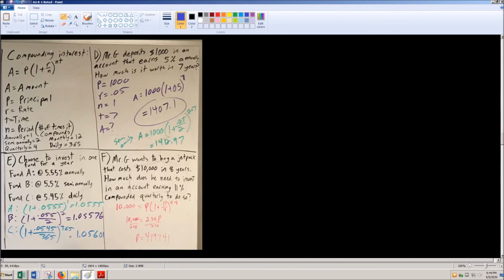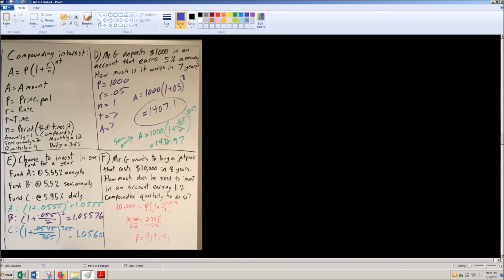Here we have compounding interest. So here's just this same formula: the amount that it's going to accumulate to, principal, rate, time, and period, which is just the number of times that it compounds, with all the different options here, or at least the ones we'll see most often. Then I have 3 examples here. So here we're choosing a fund to invest for 1 year. Fund A is at 5.55% annually. Fund B is at 5.5% semi-annually. And then Fund C is at 5.45% daily.